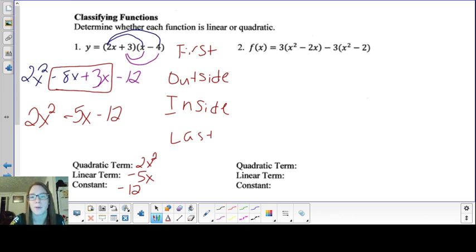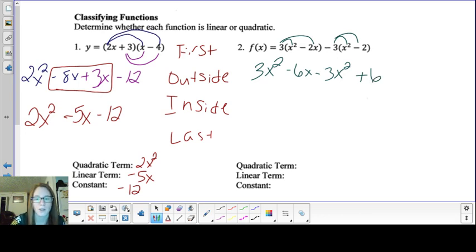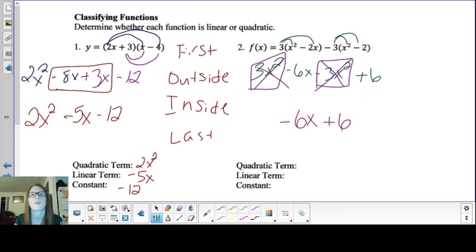We notice here we don't have any 2 sets being multiplied together, so we can just distribute. So I have 3x squared minus 6x, again distributing, minus 3x squared plus 6. So I'm going to look for the like terms to go ahead and combine them. Well, I have 3x squared minus 3x squared, so those cancel each other out. So I'm left with a negative 6x plus 6.